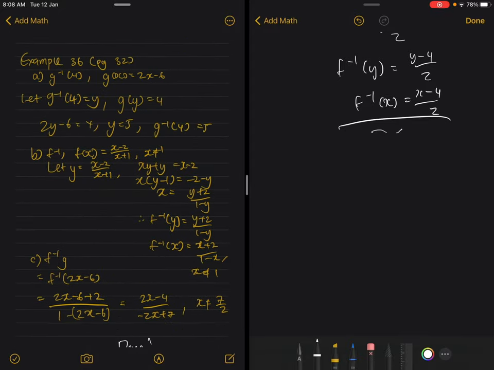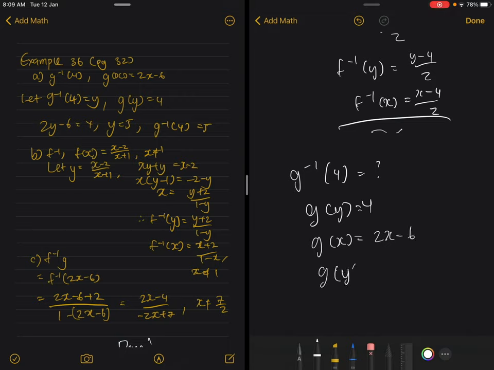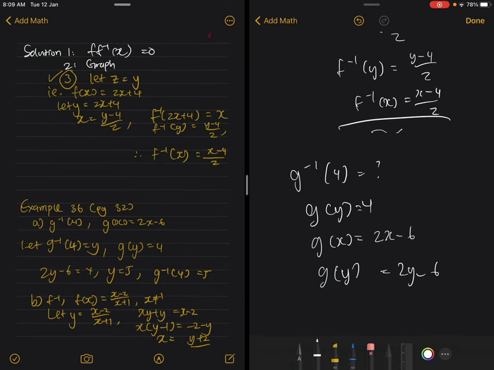So in this case, for g minus 1, you want to find what the inverse image of 4 is, and you know the normal function. You want to find what g minus 1 of 4 is. So we know that g(y) equals 4, right? And then we know that g(x) equals 2x minus 6. So what you can do is you just do this. Remember, this is even easier than the other ones, even though it does involve inverse functions.